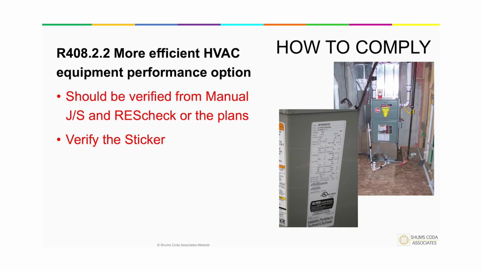I think this one is probably a pretty good one, because a lot of projects that I see around Colorado are doing the 95 and the 16 SEER anyway, so it could be an easy one to comply with, or it's not such that they're starting off with an 80 AFUE furnace. They might be at a 90 or a 92, so they might make that jump for it.